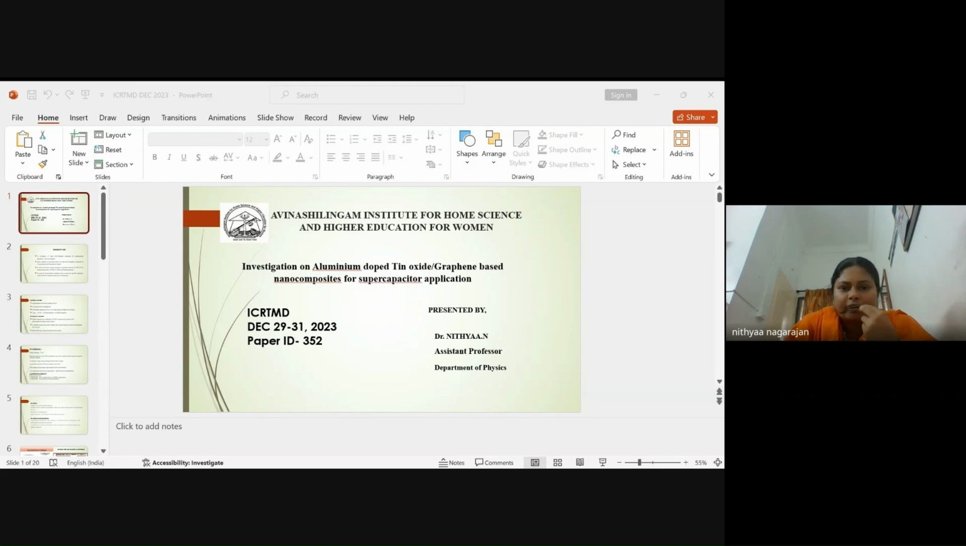The outline of my talk includes the synthesis of aluminum doped tin oxide and its graphene composites by co-precipitation and hydrothermal method, analyzing its physicochemical properties by XRD, FTIR, Raman, FESEM, UV-DRS, and photoluminescence, and studying the specific capacitance value of the title compounds by cyclic voltammetric studies. As we know, supercapacitors are energy storage devices with high capacitance value, low voltage.